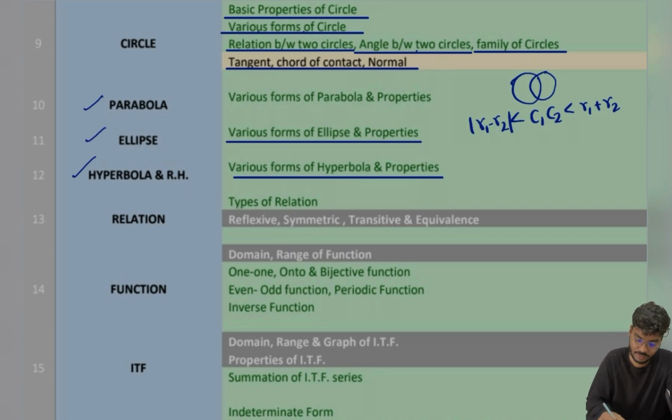In relation, just read what are the types of relation, and reflexive, symmetric, transitive and equivalence relation, they are extremely important. Do not miss anything. How to find the reflexive relation, transitive relation, symmetric relation, and the combination of all gives the equivalence relation, right? Extremely important. One question is fixed from relations.